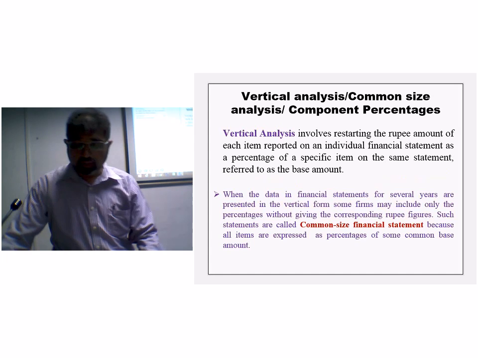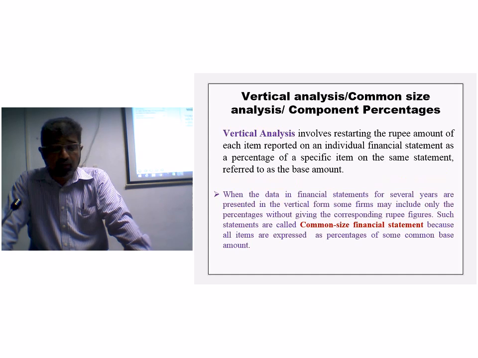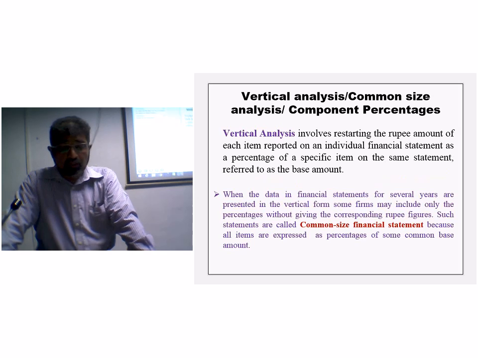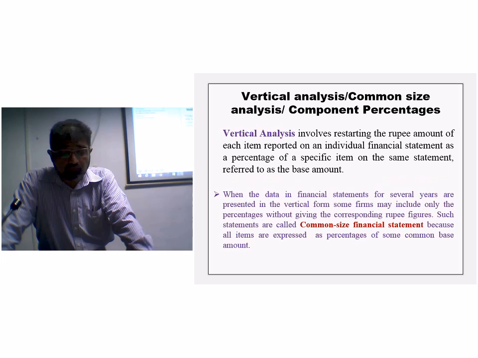Vertical analysis involves restating the rupee amount of each item reported on an individual financial statement as a percentage of a specific item on the same statement, referred to as the base amount, right? When the data in a financial statement for several years are presented in the vertical form, some firms may include only the percentage without giving the corresponding rupee figures.